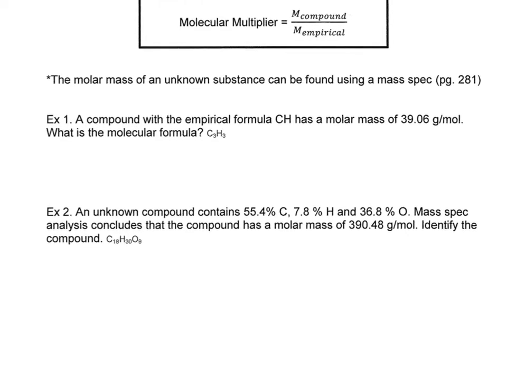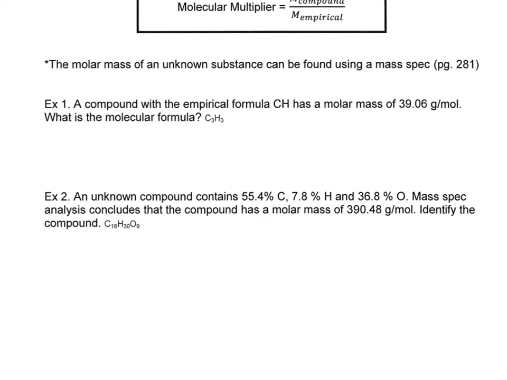Example 1 shows you how steps 6 and 7 of the method work. A compound with the empirical formula of CH has a molar mass of 39.06 grams per mole, probably determined using a mass spec. Step 6 says find the molecular multiplier, by taking the molar mass of the real compound and dividing it by how much your empirical formula weighs. If I add together the mass of a carbon and a hydrogen, I get 13.02 grams per mole. That means the multiplier is 3.